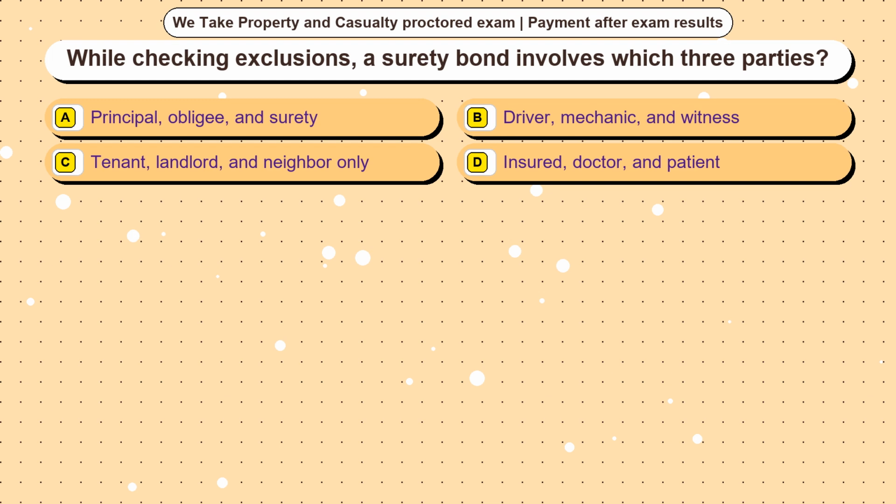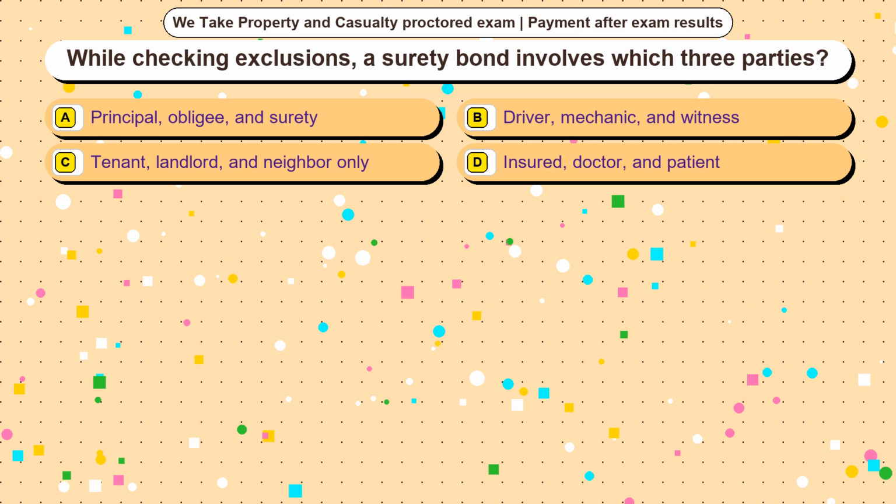Question 1. While checking exclusions, a surety bond involves which three parties? Option A, principal, obligee, and surety. Option B, driver, mechanic, and witness. Option C, tenant, landlord, and neighbor only. Option D, insured, doctor, and patient. The correct answer is option.